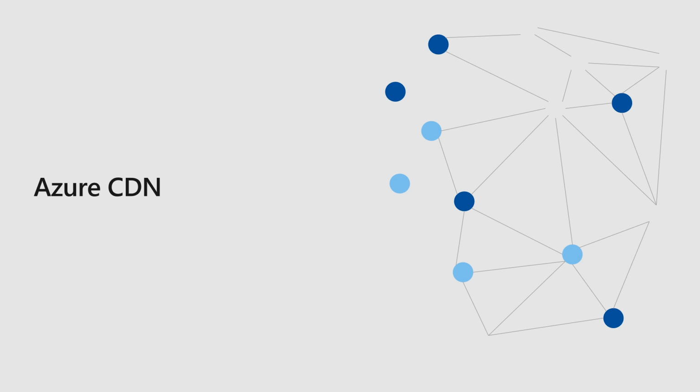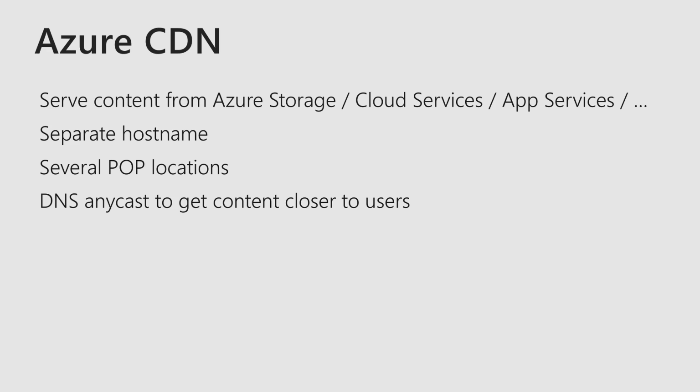Azure CDN. Azure CDN will allow me to serve content from an Azure Storage account or a cloud service or app service, etc., and have a separated host name. And I can have static data and static files like, for example, CSS files, files like JavaScript, but also pictures and videos being served through a content delivery network.